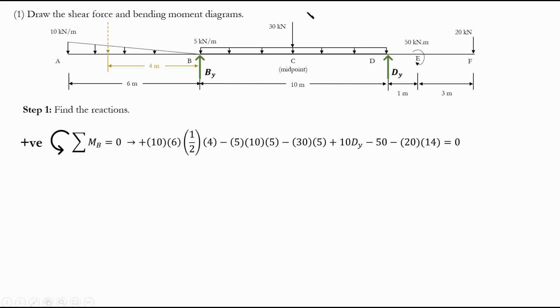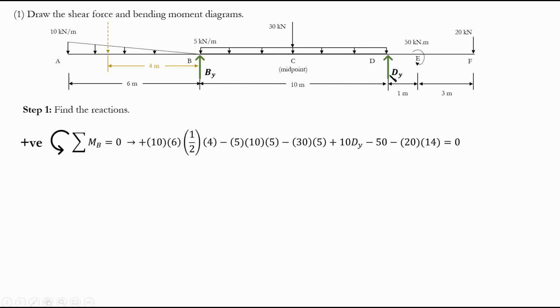Now let's talk about the 30 kilonewton force. Again, this 30 kilonewton force is multiplied by 5, because C is the midpoint. So times 5, it's going to be our moment. Again, 30 times 5. But is it negative or positive? Again, it's going to be negative because it is clockwise in this direction.